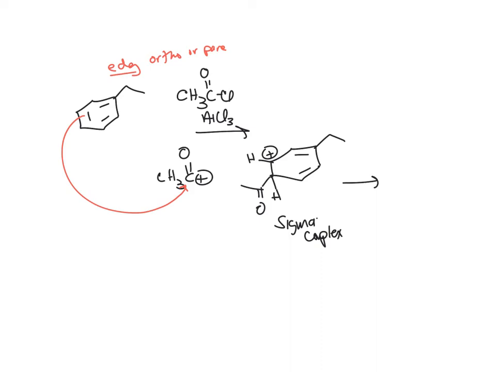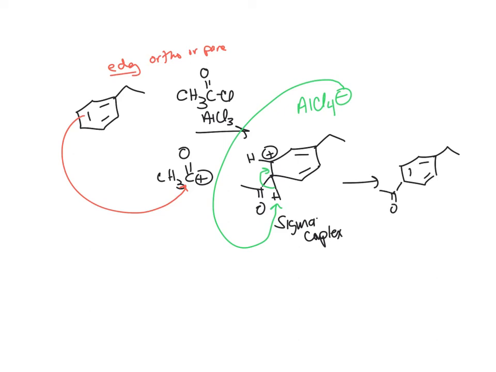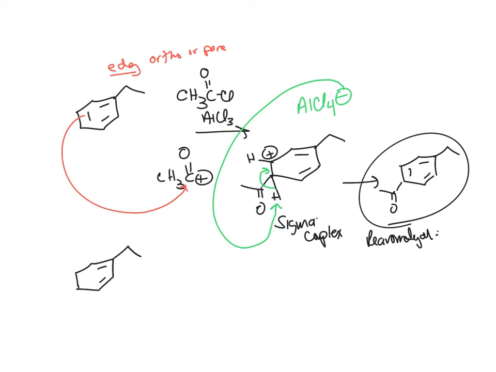You're telling your story, and then you can show rearomatization. Aluminum tetrachloride would take this hydrogen, those electrons would go there. This would be rearomatization. And there we have the Friedel-Crafts acylation product. And you can write on there rearomatization. Now, if you wanted to draw your resonance structures here, I would recommend that you just start with your sigma complex. And you can go from there.